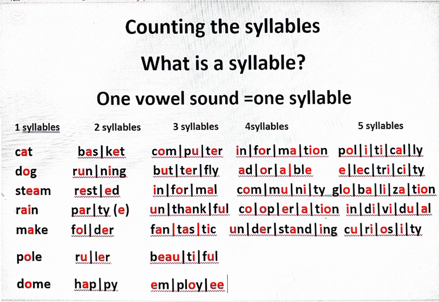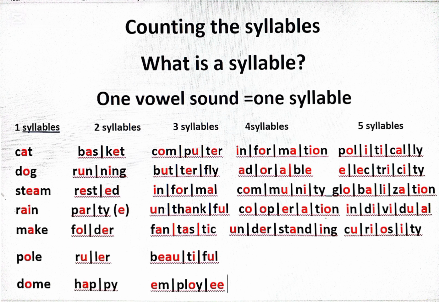Just look at the next example, pole. Again, E in the word pole is silent. It's not being pronounced. This is why we are just pronouncing the sound O. So pole also has one syllable. Our next word is dome. If we look at this word, again the letter E is silent. This is why I have not highlighted the E. There are many words where we don't pronounce the last letter E. This is why in dome we have one syllable.